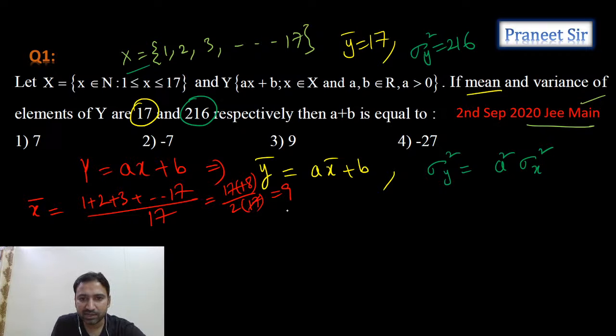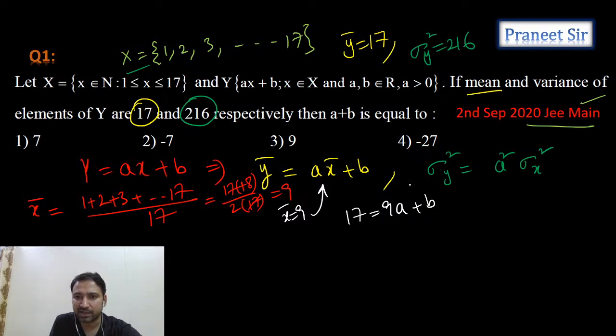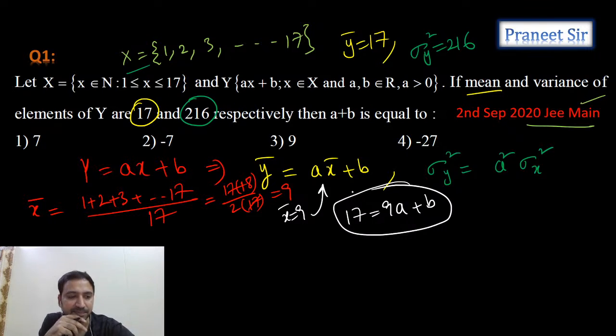Now, we got X bar as 9. So substitute X bar equals 9 here. Y bar we know is 17, equal to 9a plus b. This is one equation we got.